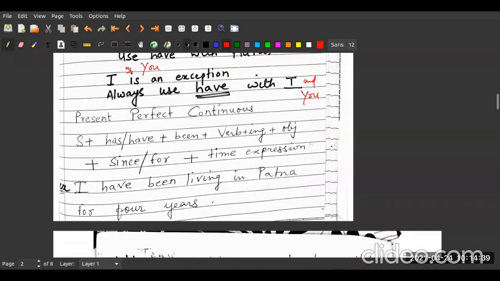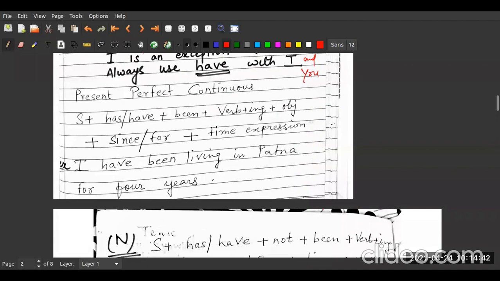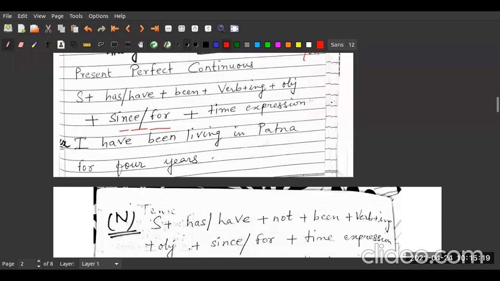Then present perfect continuous. So has, have. So one thing that you have to remember in this is that in the structure for present perfect continuous, you always use since, for. If you don't use since and for and time expression, your sentence will not be complete. Like if you say, I have been living in Patna, it is not a complete sentence. You have to use since, for and the time. I have been studying. This is not a complete sentence. I have been studying since 9 o'clock. So that is the complete sentence.